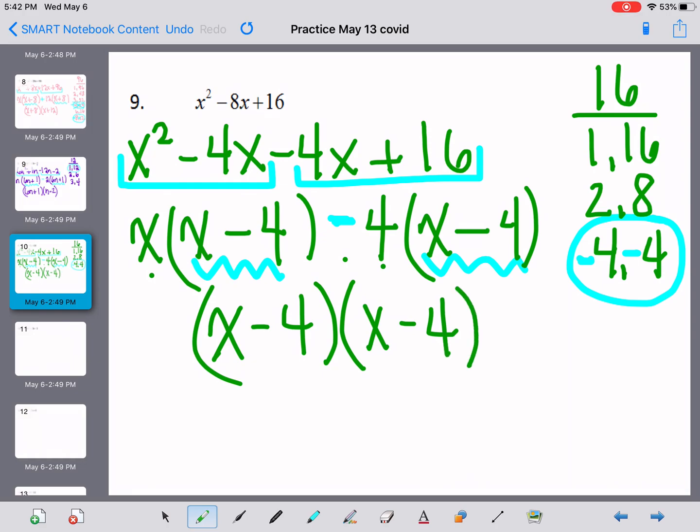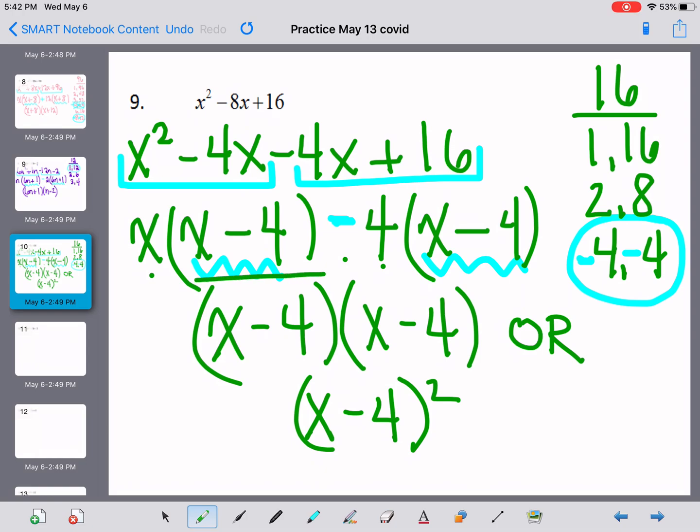So we end up, and that's how I usually write it. If you wanted to write it as x minus 4 quantity squared, that's okay. I tend to write it like that.